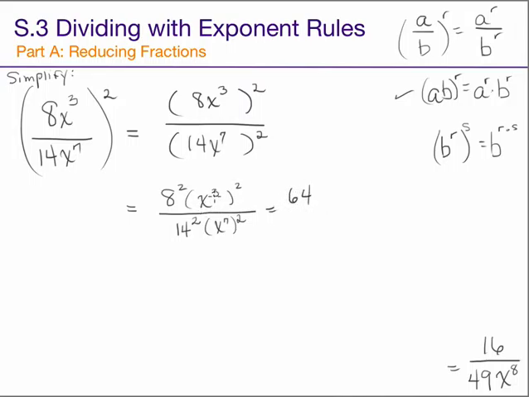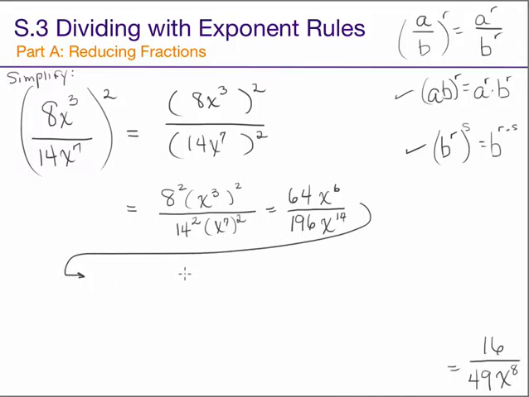And x cubed squared, now I need to use this rule. X to the third, all raised to the second, is x to the 3 times 2. Same thing in the denominator. 14 squared is 196. And x to the 7th, all raised to the 2, is x to the 14th. Multiply your exponents. Now, though, I need to simplify and reduce this fraction. Again, I can start by rewriting it as the number part of my fraction times the variable part of my fraction.